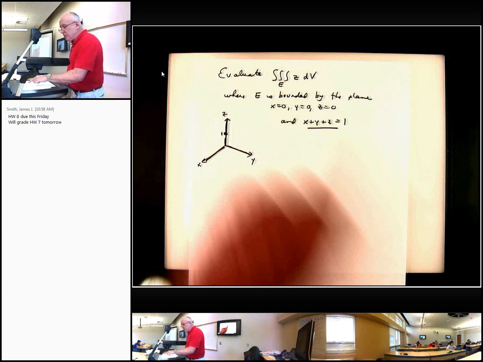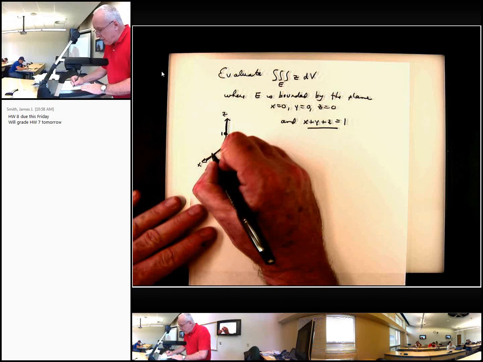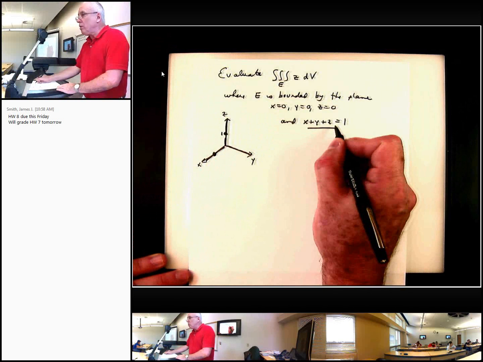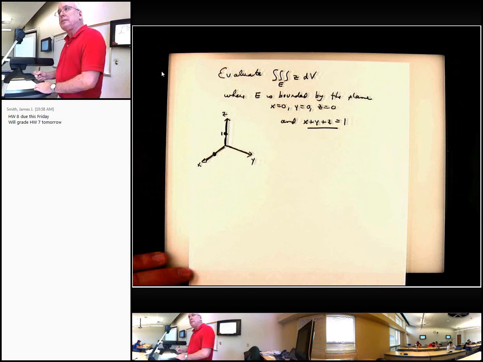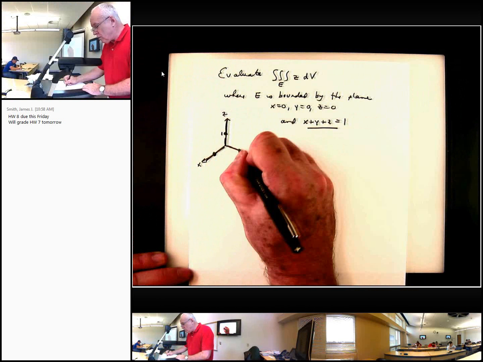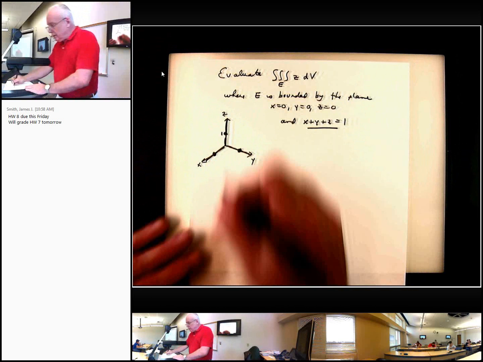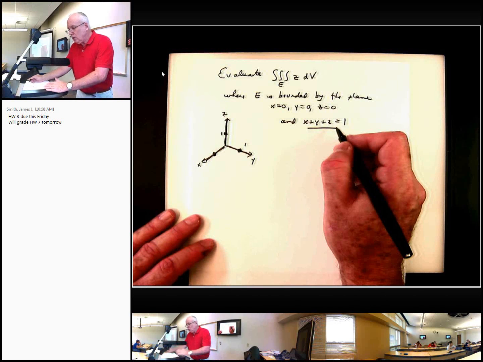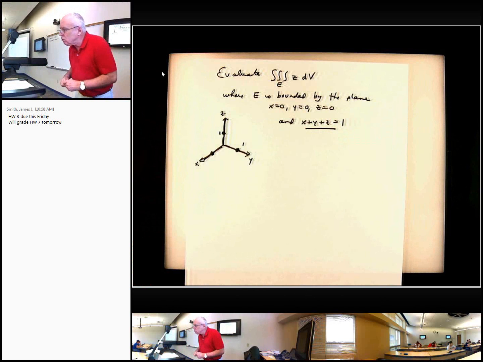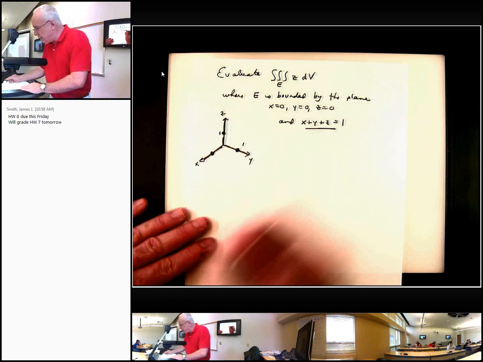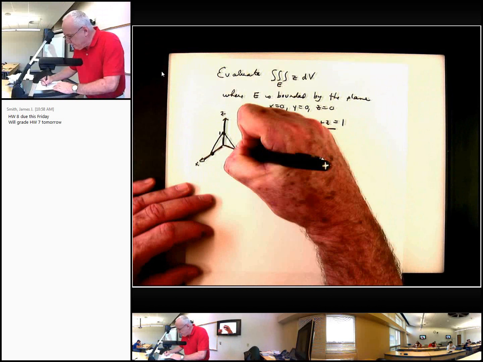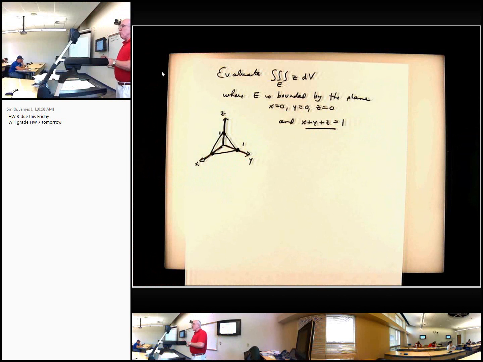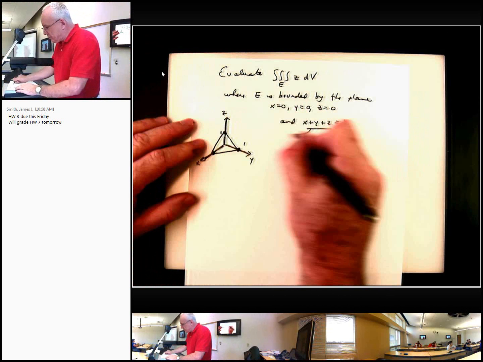Z is 1, x is 0, y is 0. Similarly, if I go down here on the x-axis, when x is 1 and y is 0 and z is 0, that's also a point on this plane. And then finally, if I go over on the y-axis, y is 1, x is 0, z is 0, we again have a point. So what we have here is like this triangle that's tilting towards the z-axis. This is that part right there.